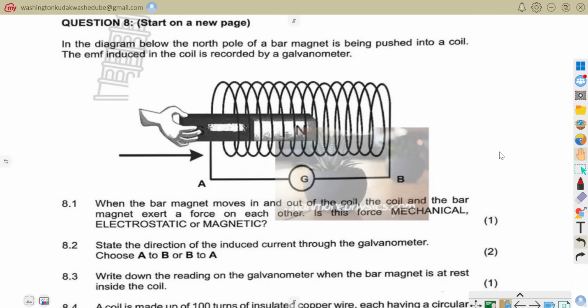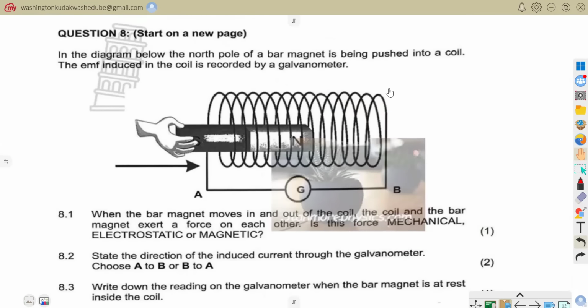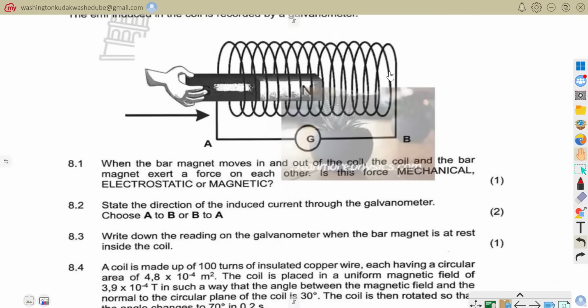Now they are saying, when the bar magnet moves in and out of the coil, the coil and the bar magnet exert a force on each other. Is this force mechanical, electrostatic, or magnetic? This is magnetic. This is magnetic because we are using electromagnetic induction. It is magnetic, it is due to this magnetic field.